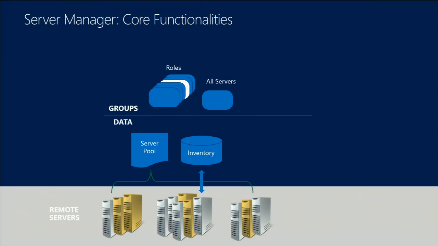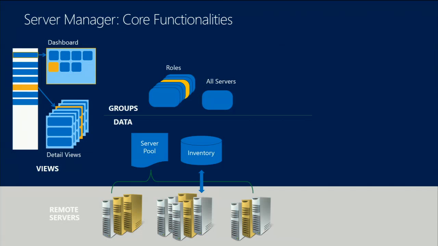Okay, so if you have ADDC installed on one of those machines, then there'll be a group for ADDC, and it'll have that server which has it installed in the group. If you have DHCP across 3 of those servers, it'll create a DHCP group and have those 3 servers in that group. Okay, so see how that works?